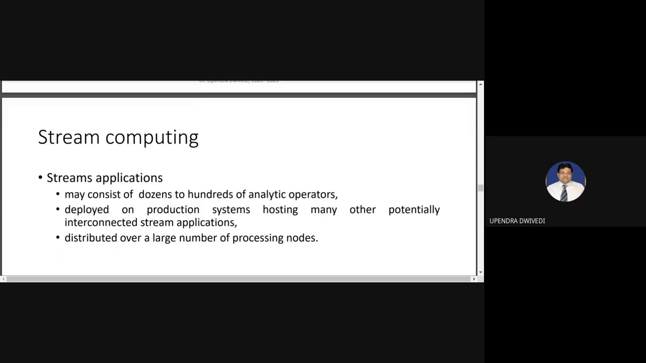A streams application may consist of dozens to hundreds of analytic operators, and it can be deployed on a production system. It can be distributed over a large number of processing nodes. When you are applying your stream application, it's not like you will just deploy the whole application on your personal node or a single server.